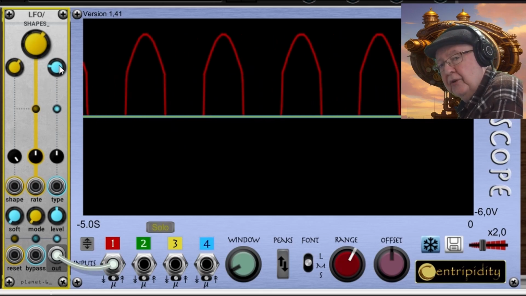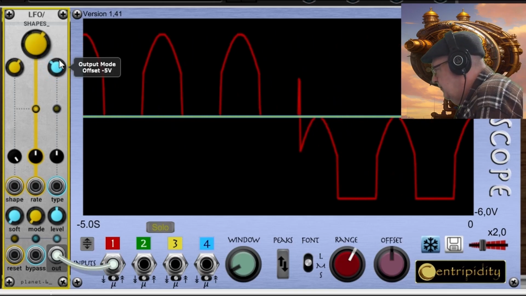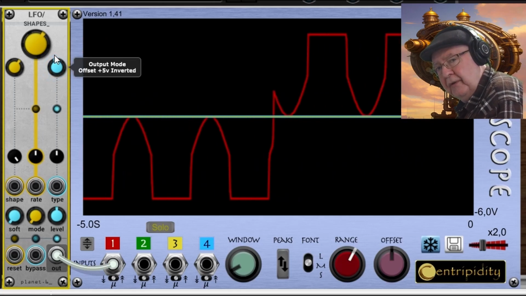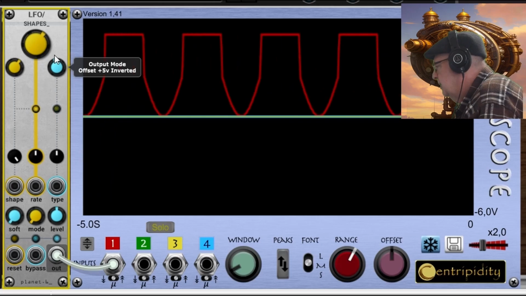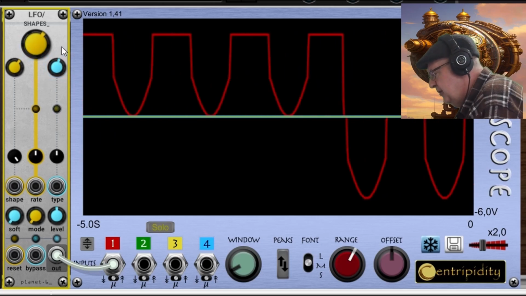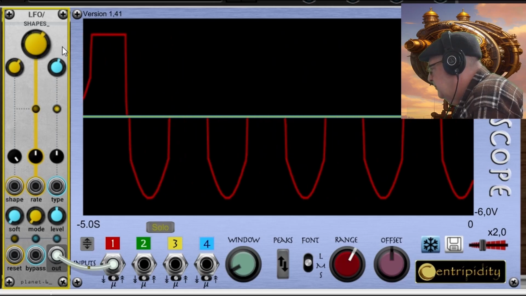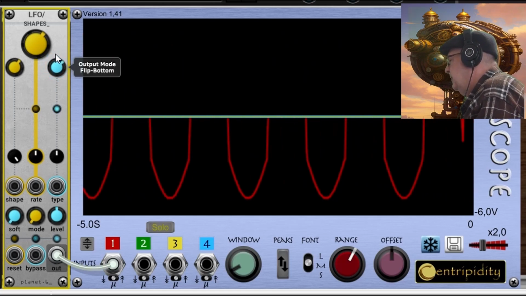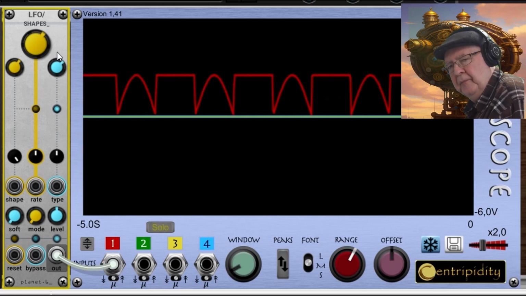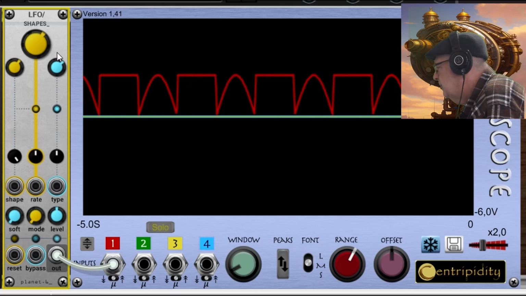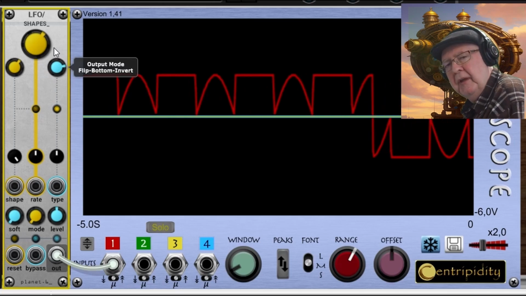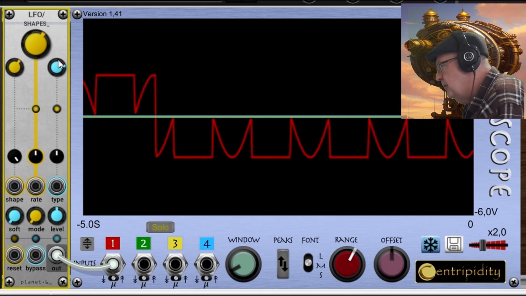Then I get the original version with an offset of minus 5 volt. Then I get the inverted version with an offset of plus 5 volt. And you might have guessed it, the inverted version with an offset of minus 5 volt. And now I get the original version with the bottom wave, the negative half wave, flipped upwards. And now I get the original wave with the positive half wave flipped down.